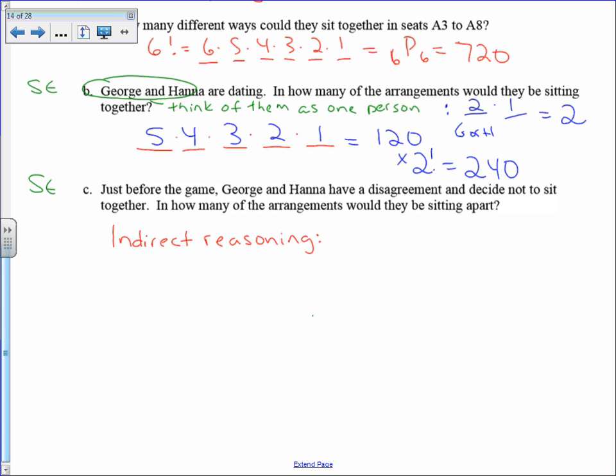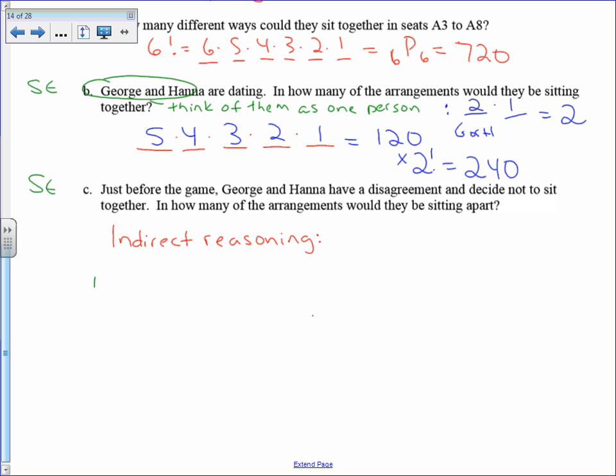This would be direct reasoning because we're looking at what the question says and coming up with something that directly relates to it. This is indirect because we're choosing a backwards way of answering. To figure out how many ways are sitting apart, we know there's 720 total possible arrangements, and 240 of those are sitting together. So the difference between 720 and 240 is how many ways they're sitting apart.